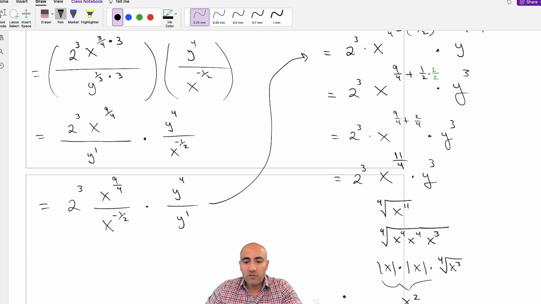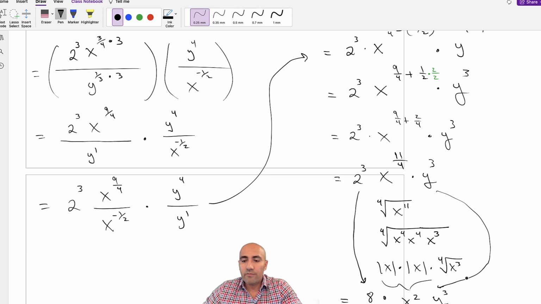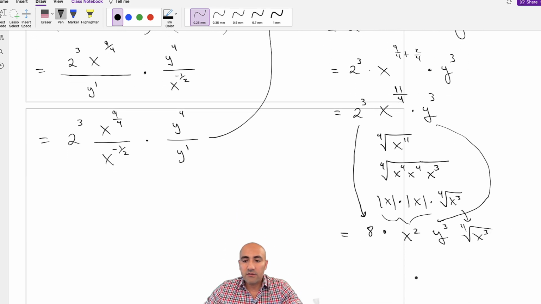And so bringing down the remaining things, this guy becomes 2 to the 3rd power, which is 8, times x squared, and then there's this y to the 3rd power from there, and then this guy, which is the 4th root of x to the 3rd power from there. Good, so let me make it neater. This is just going to be 8x squared y to the 3rd power, and then the 4th root of x to the 3rd power, and that's our answer.